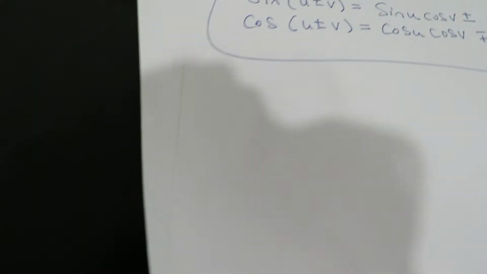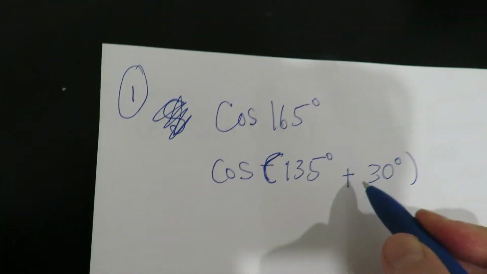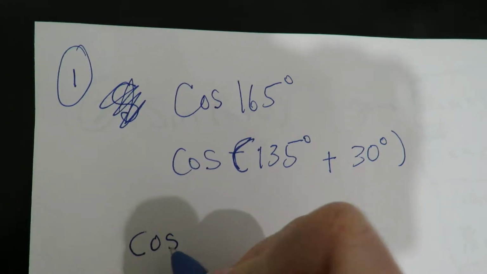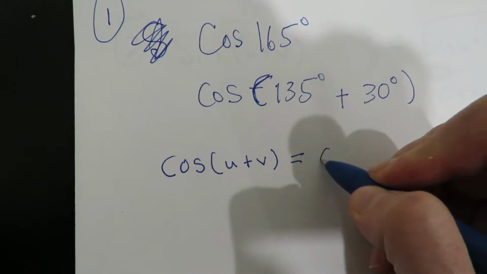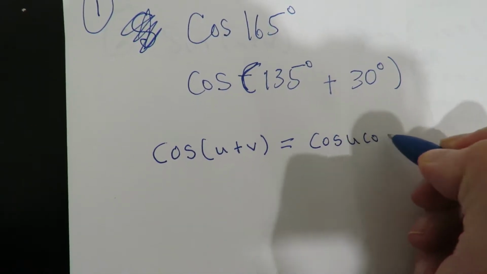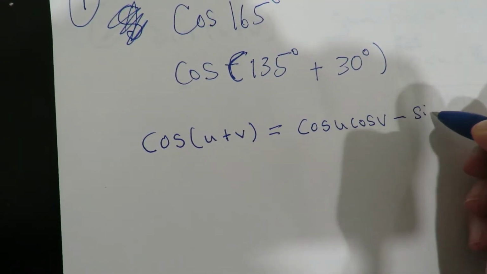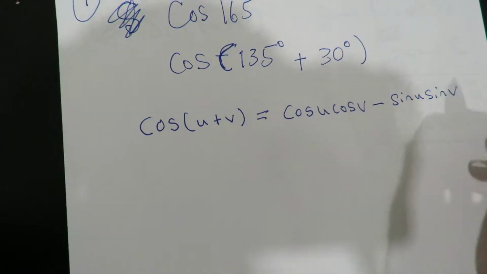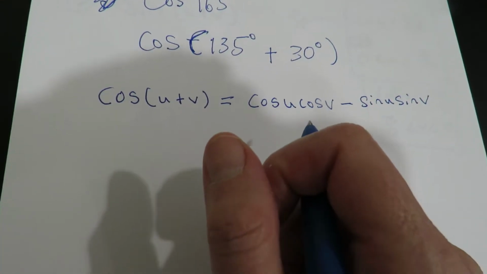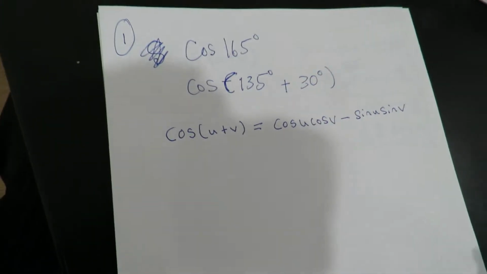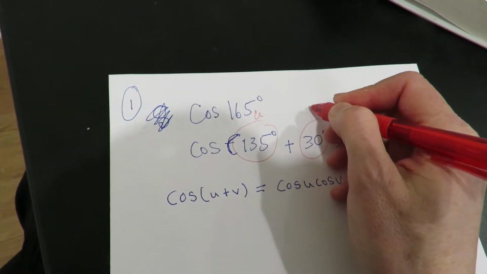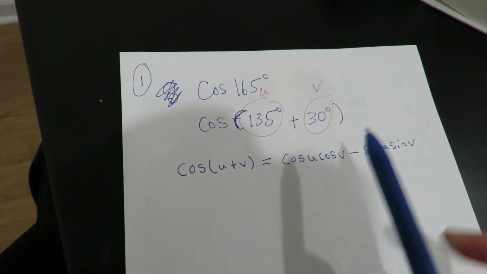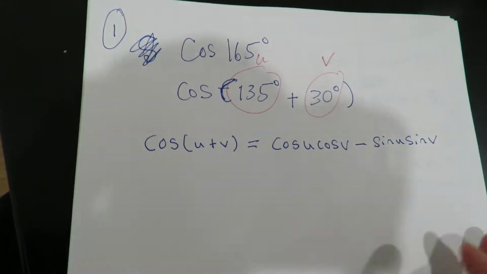I'm now going to use the formula right here. Let me just write it out below it. This is the one with the positive. So if you do cosine of u plus v, all right, this is the formula for cosine u plus v. In this problem, the 135 is the u, the 30 is the v. So now I'm going to plug that into the formula.